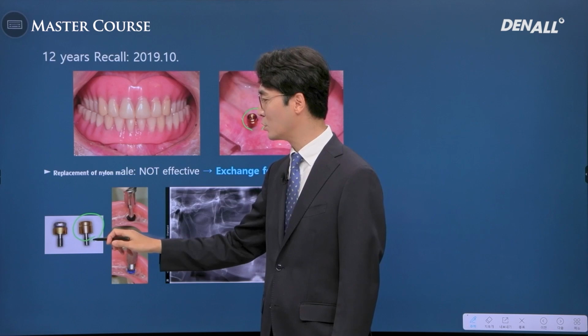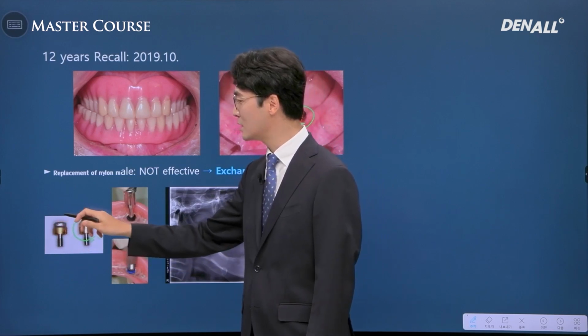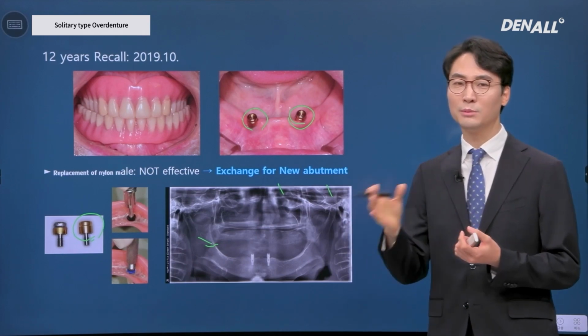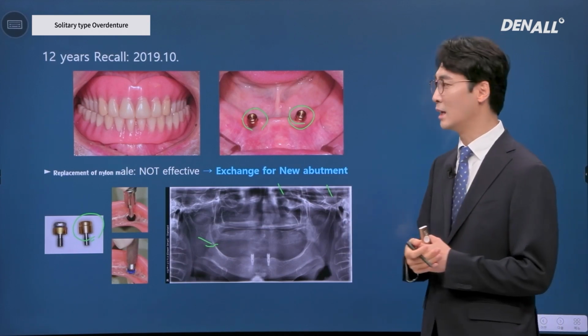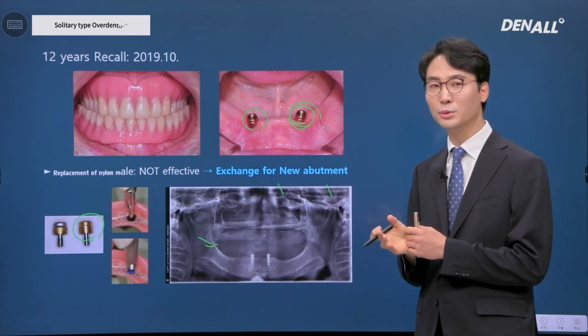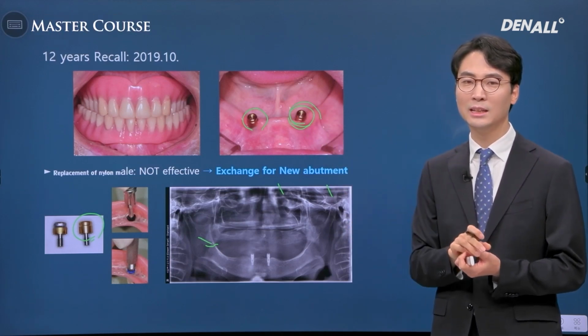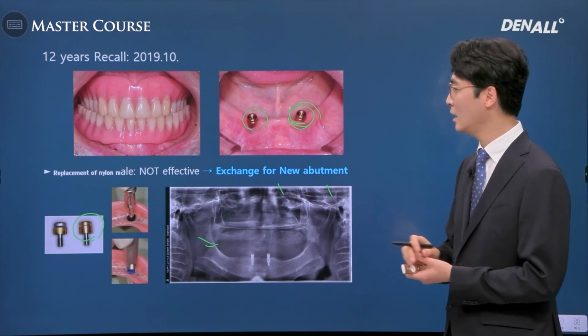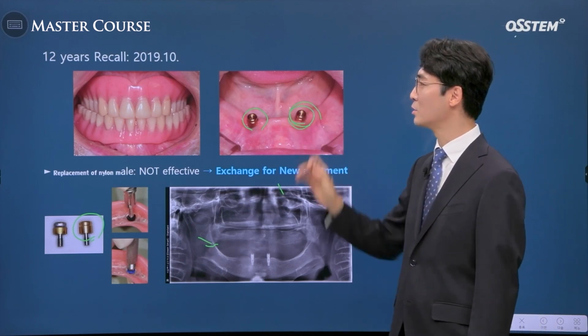This is the abutment shape when I first delivered, and this is after 10 years, and you can see that there's a lot of wear. So regardless of how much I replaced the nylon cap, things didn't improve. So I changed the abutment with the same size abutment, and I started off again with the blue nylon cap, which has the weakest retention.